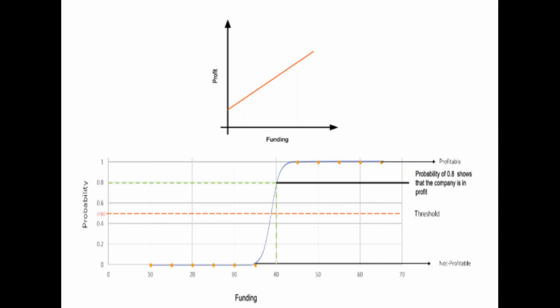In this example, given the amount of funding, we can calculate the probability the company will be profitable or not profitable. If you use a threshold line of 0.5 as shown in the figure, then you have your best classifier. If the probability is 0.5 or higher, the company is profitable. If the probability is lower than 0.5, then it is non-profitable.